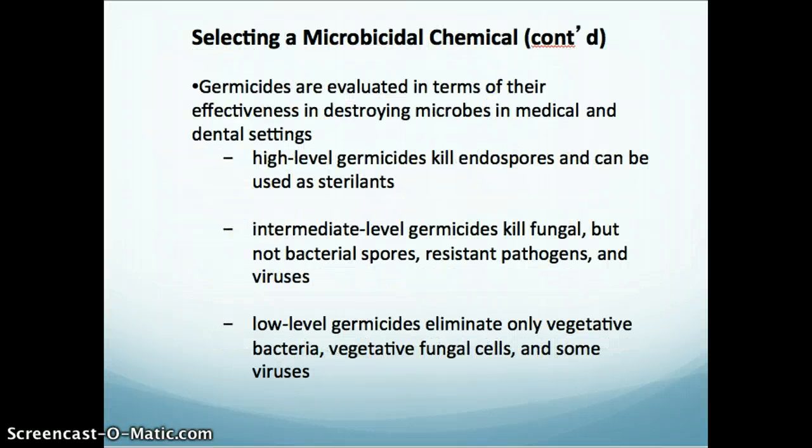So most of what we talk about when we talk about antimicrobial chemicals are germicides that would be looked at in a medical or dental setting and how effective they are. There's three levels. There's the high-level germicides, which can kill endospores and can be used as sterilants. So they can be considered a compound that could sterilize a setting. We also have intermediate level germicides. They'll kill fungal spores but not bacterial spores. They can also kill resistant pathogens and viruses.